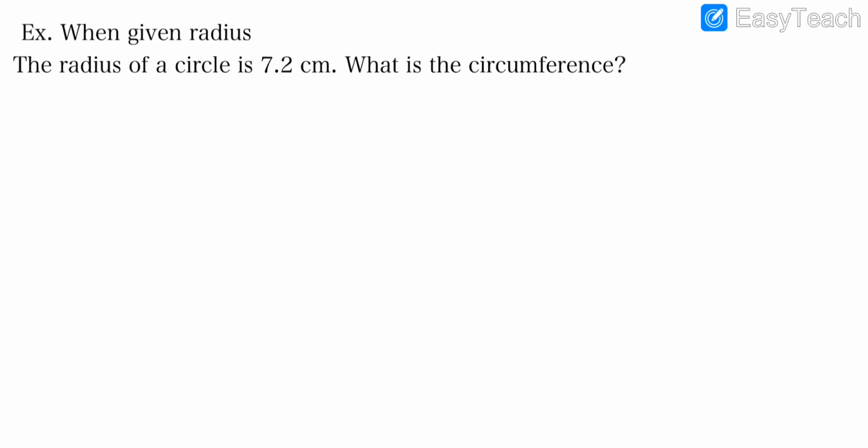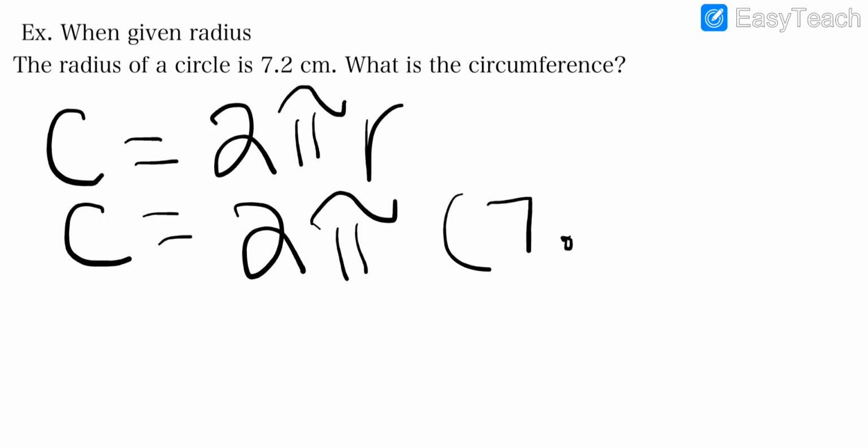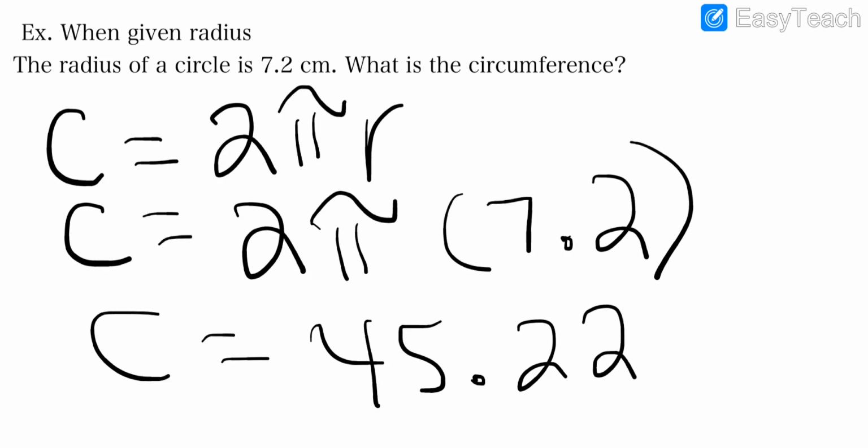Let's look at our second example. This is whenever we're given the radius. So that second formula that we talked about actually uses the radius. So the radius of a circle is 7.2 centimeters. What is the circumference? So if my circumference is equal to 2 pi r, all I have to do is substitute in those values. So 2 times pi times 7.2. Okay. C equals 45.22 centimeters. Okay. So I've included some practice examples on your page. I want you to try those and we'll check those in just a second.